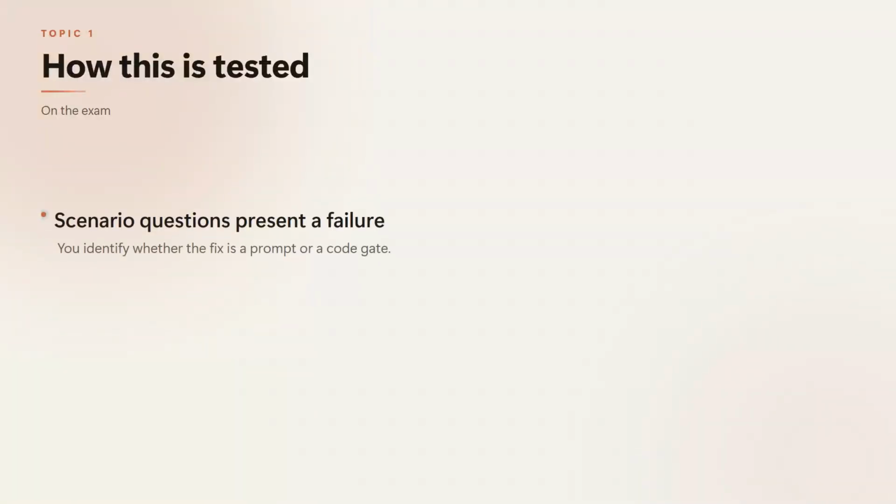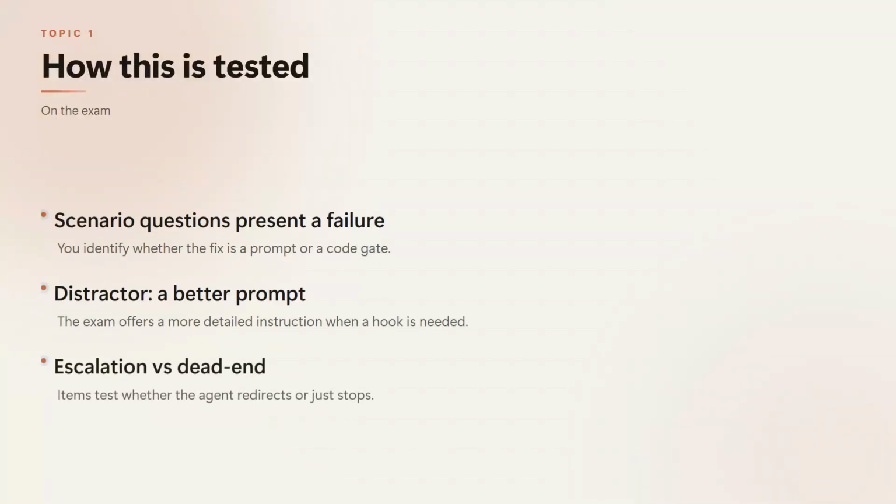On the exam, this is tested with scenario questions that present a failure: an agent misroutes, a blocked operation dead ends, an error loops. You must identify whether the fix belongs in the prompt or in the code. The classic distractor is a better prompt: the item offers a more detailed instruction when what is actually needed is a programmatic gate. Escalation versus dead end is another common trap: the item tests whether the agent redirects to a human review or simply stops. This part is testcraft, and knowing the distinction is half the marks.